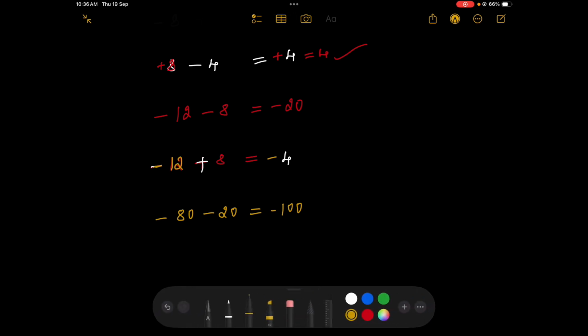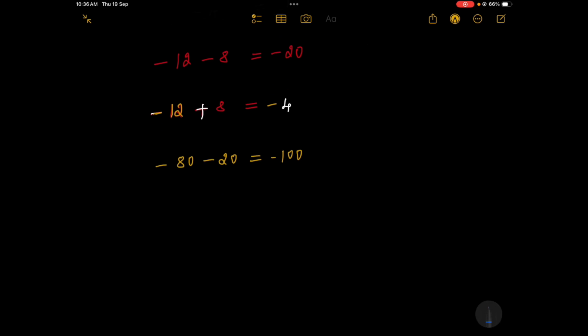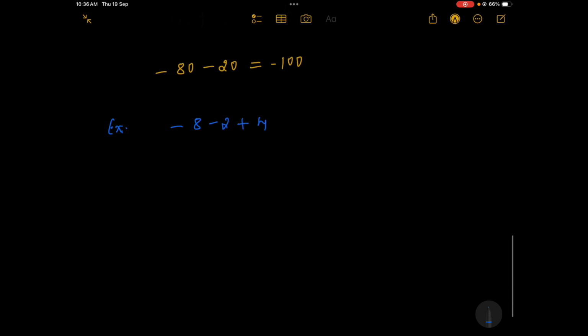Am I clear? I hope you all are able to understand. So shall we take 3-digit numbers now? Yes, we will take 3-digit numbers now. Suppose next example, if I write minus 8 minus 2 plus 4. So how to solve this one?